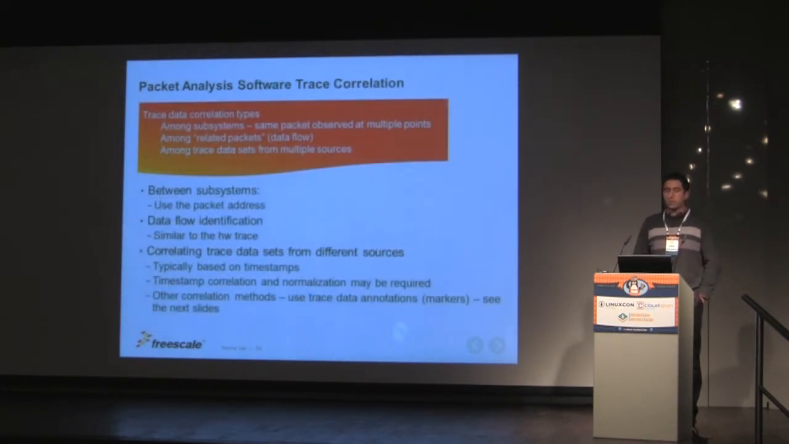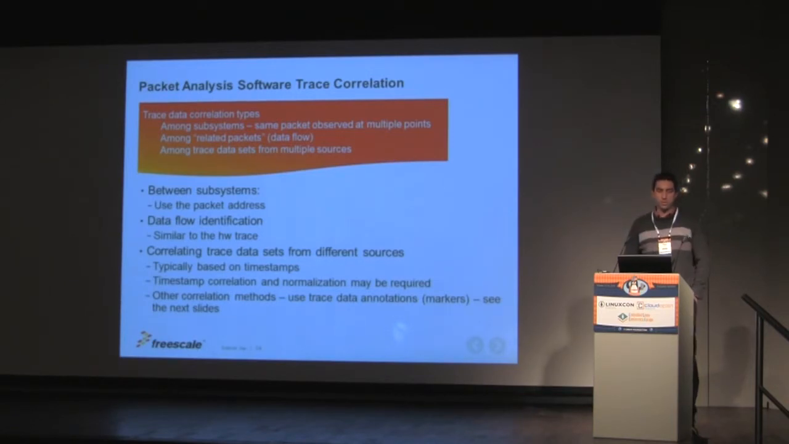When it comes to correlating the software trace that we are going to get, we have the same three issues, and that is, how do we correlate the trace data that has to do with the same exact packet when that packet ends up being processed in different places? We have the issue of how do we recognize the data flows? And finally, how do we simply correlate the different logs, the different sets of trace data that we collect from multiple sources?